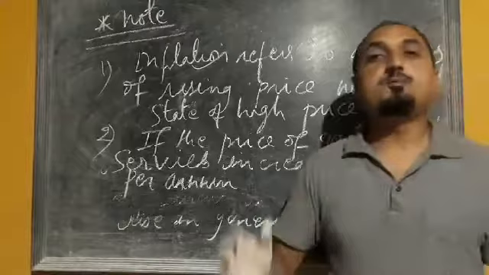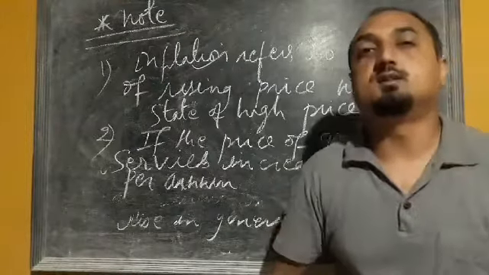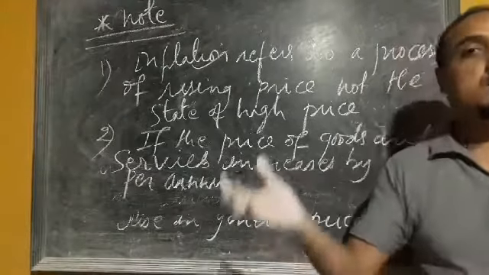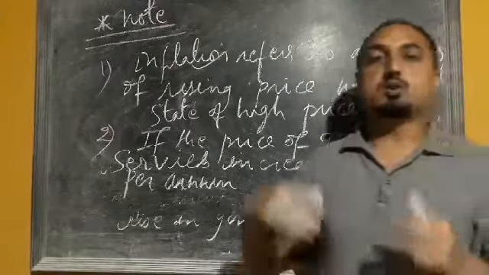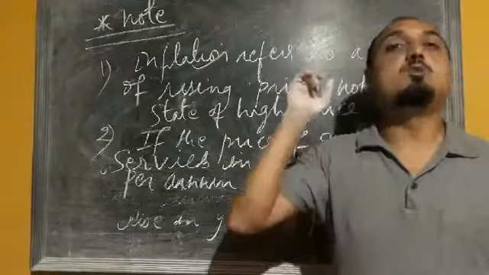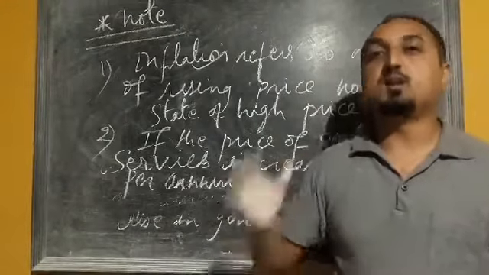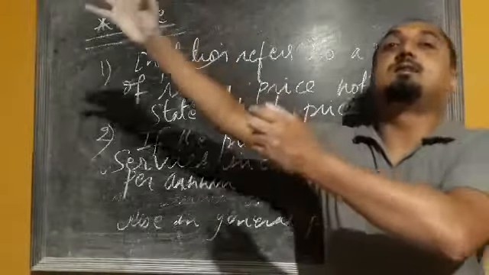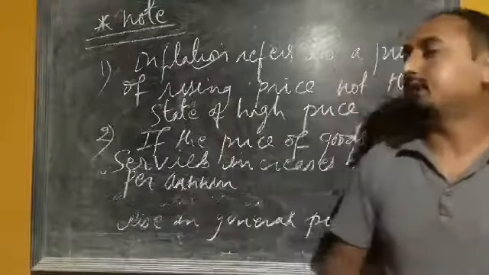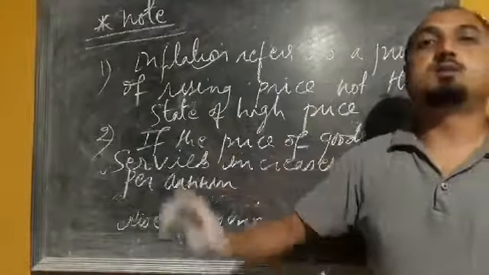And the last thing: if the price of only one good is increasing, that also cannot be considered as inflation, because the price of a particular commodity may increase due to a shortage of supply of raw materials, a shortage of labor, or any other reason. If the price of only one commodity is increasing or decreasing, that cannot be considered as inflation. Inflation means there should be a general rise in the price level. General means the price of all the goods and services should increase, then only can that be considered as inflation. Otherwise, a single commodity price rise cannot be considered as inflation.